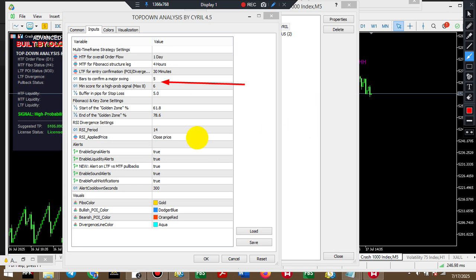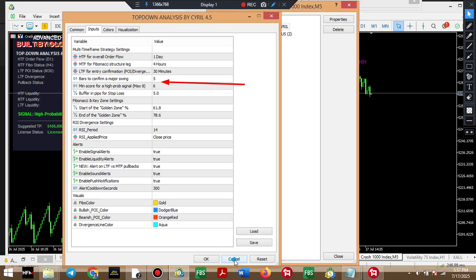So that you don't mess things up, but that doesn't have an issue. Once you add it, you can see my settings: daily, 4 hour, 30 minutes, swing 5. I leave it that way. Buffer in pips for stop loss 5.0. There are other internal structure formations that I do which you can't see from the parameters here. So for those of you who like to go and copy people's work and then create it, it's a sorry case for you.